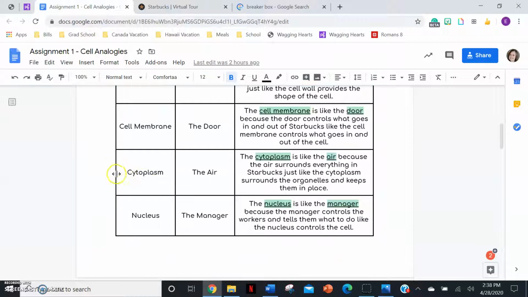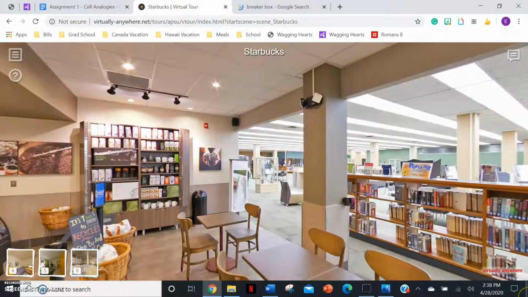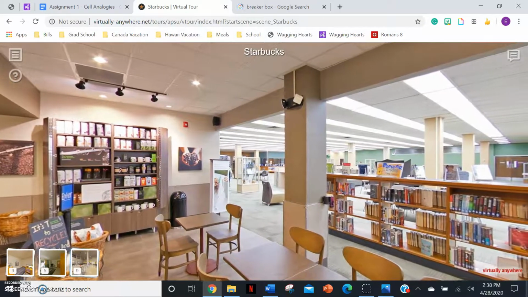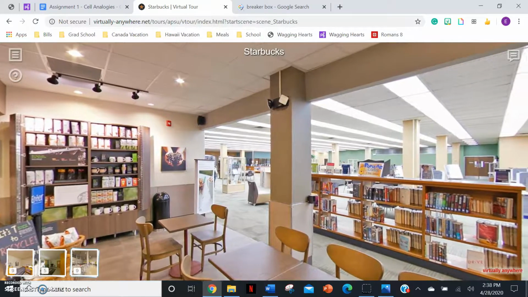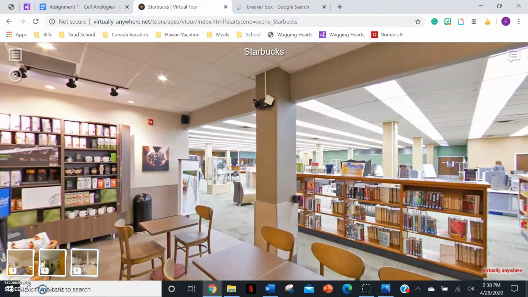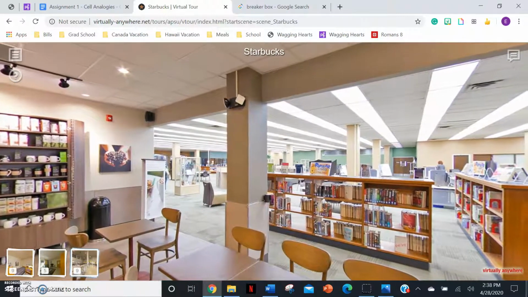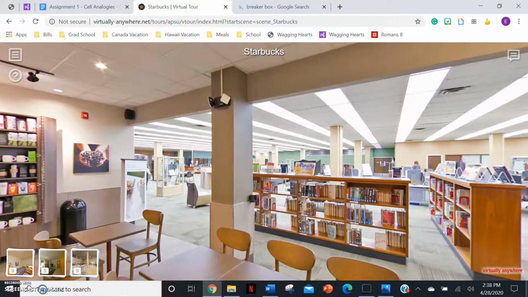Now, the next example compares the cytoplasm to the air. Why? It says the cytoplasm is like the air because the air surrounds everything in Starbucks, just like the cytoplasm surrounds the organelles and keeps them in place. If you were to think about every little object in this virtual tour as an organelle, what surrounds all of these objects? Air. The same is true of cytoplasm. It's this gel-like substance that surrounds all of the organelles, fills in all of the empty spaces, and keeps the organelles in place.